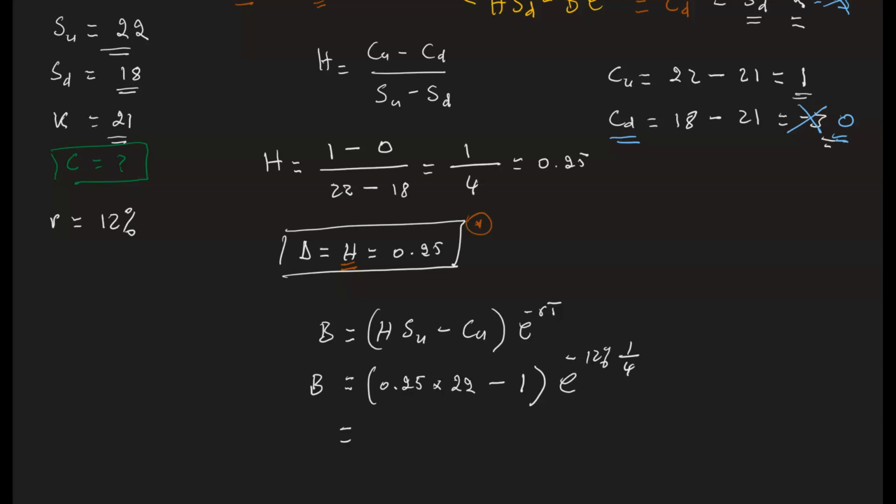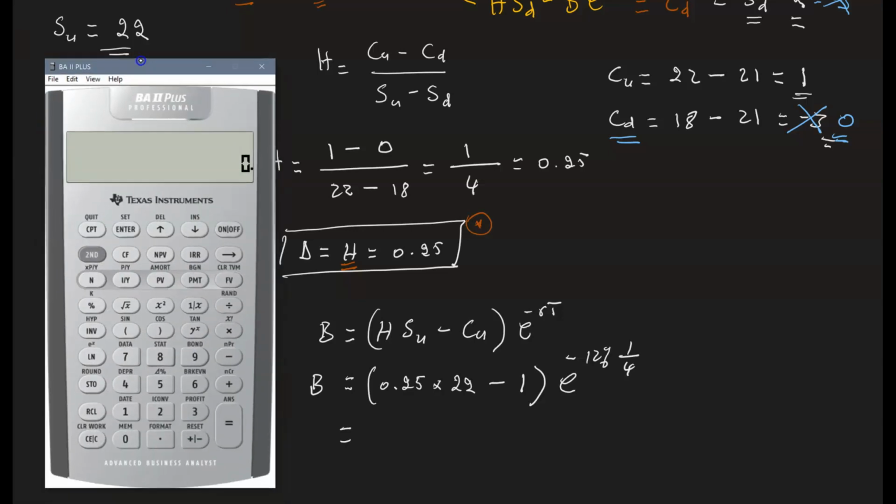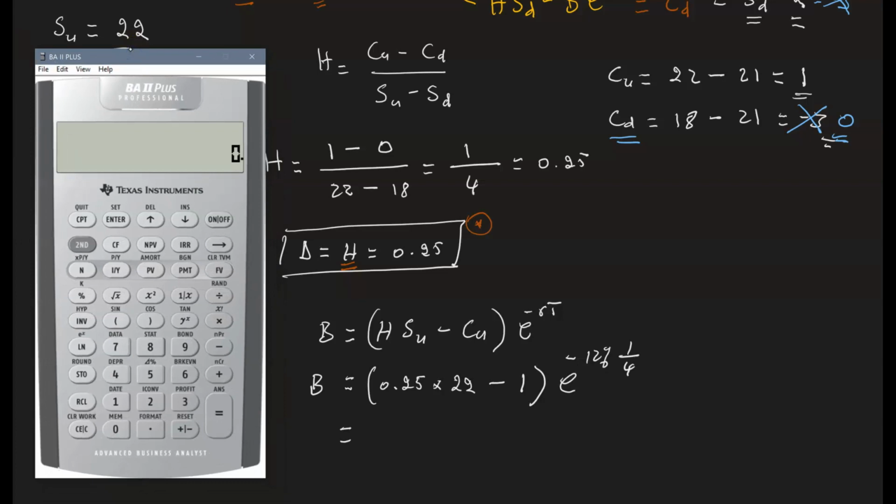So what that's going to give us is the following. We're going to pull our calculator, and we're going to say 0.12 minus divided by 4 equal, and then we take the exponential of that, second function exponential, and we're going to store that 1.